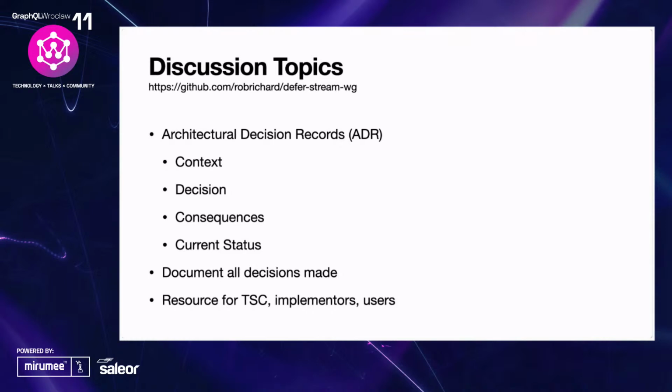And it's organized in a pattern called architectural decision records, where you explain the background context around an issue, what decisions were made with the working group, the consequences of those decisions, and the current implementation status. And that's really useful for keeping track of what decisions were made, why they were made, how they affect other decisions going forward. And it should be a good resource for anyone that wants to get a background of why things are the way they are. And I'm going to highlight just a few interesting topics that have come up.